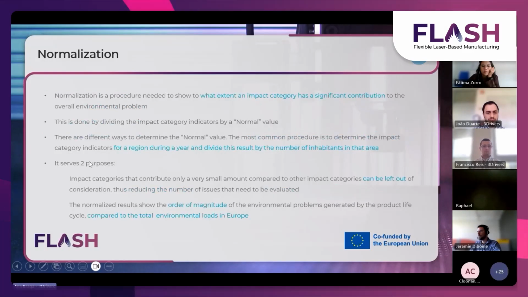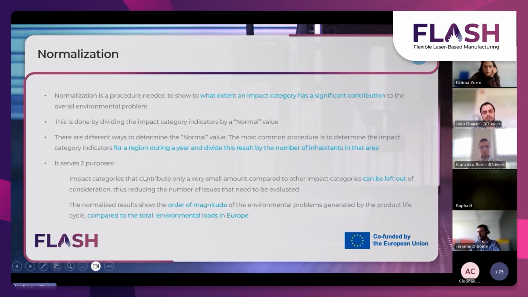Moving on to normalization, basically it is a procedure needed to show to what extent an impact category has a significant contribution to the overall environmental problem, and is done by dividing the impact category indicators by a normal value. There can be different ways, but the most common procedure is to determine the impact category indicators for a region during a year and divide this result by the number of inhabitants of that area. So it has two purposes.